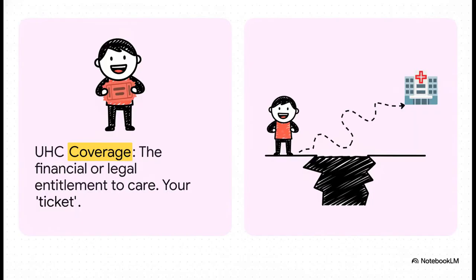Okay, now here's a distinction that will make your essay sound really smart. There's a huge difference between coverage and access. Coverage is like having a ticket to the theater. Great. But access is about actually being able to get to the theater. Is it nearby? Is it open when you need it? See the difference? A country can say everyone's covered, but if the nearest clinic is 200 miles away, you don't really have access, do you? Nailing this difference is huge.